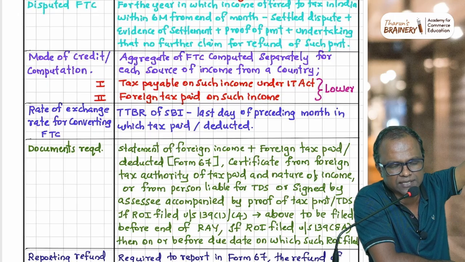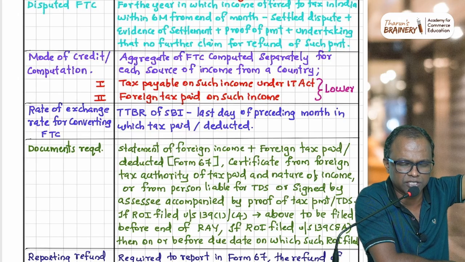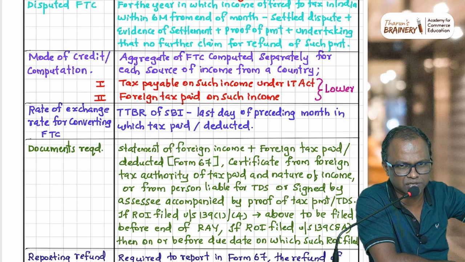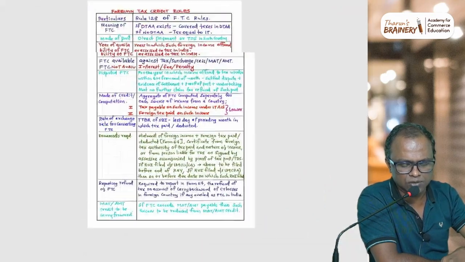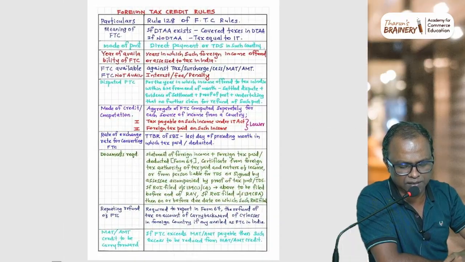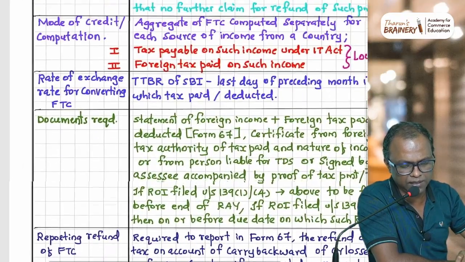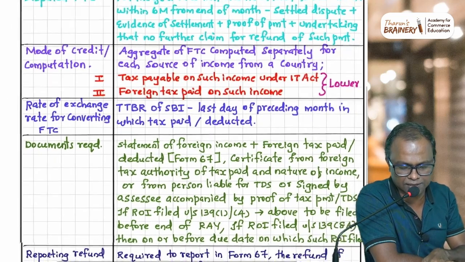So if the tax is deducted in March in the foreign country, you have to consider the telegraphic transfer rate on 28th February. Similarly, if the tax is paid there in January, we have to consider December 31st. Foreign tax will be paid in foreign currency, so definitely we have to convert it into INR. For that purpose, we take the exchange rate as on the last day of the preceding month in which tax is paid or deducted.